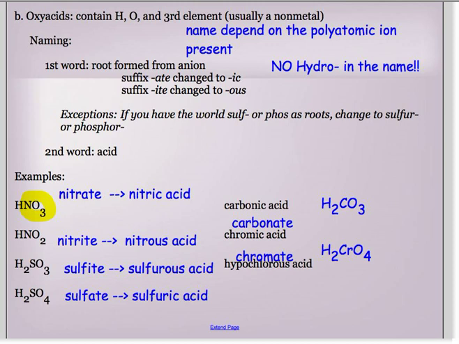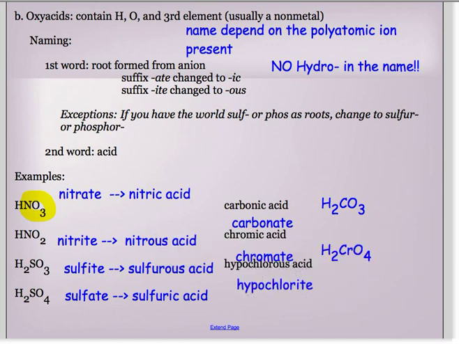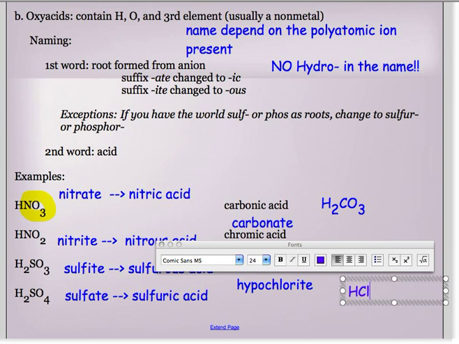Again, if you undo it, hypochlorous comes from hypochlorite, and you can look that up. And when you write out your formula, you get HClO.